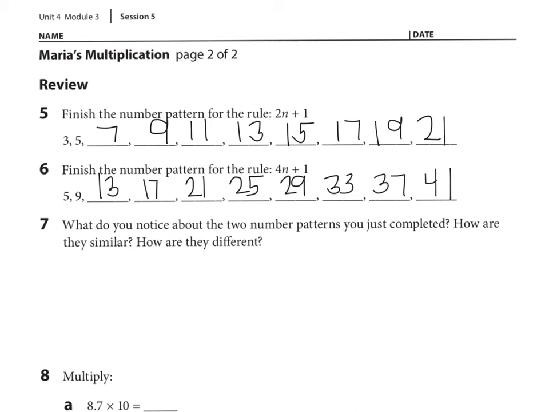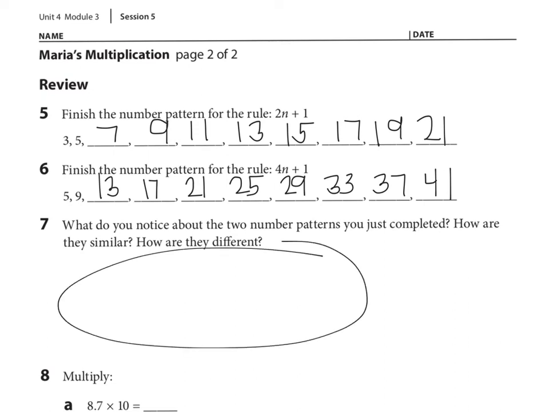Number 7 asks, what do you notice about the 2 number patterns you just completed? How are they similar? How are they different? So perhaps you can notice that they both have only odd numbers. Maybe you can notice that all the numbers in the second pattern appear in the first pattern. Maybe you notice that every other number in the first pattern is a number from the second pattern. Or perhaps you notice that in the first pattern you add 2 to get to the next number, and in the second pattern you add 4. So you're going to go ahead and write one of those observations, or you have perhaps your own.